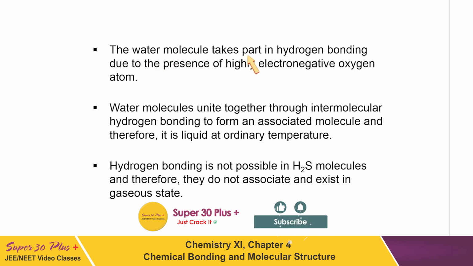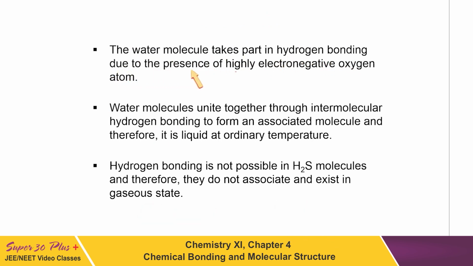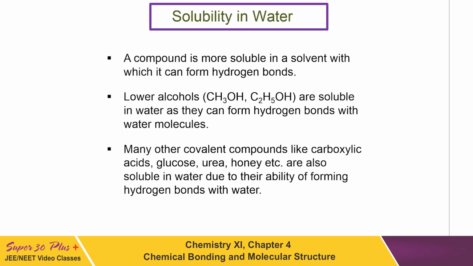The water molecule takes part in the H bond due to the presence of the highly electronegative oxygen atom. The water molecules unite together through intermolecular H bond to form an associated molecule, and therefore it is liquid at ordinary temperature. So why is H2O liquid? Just because of H bond. But H bond is not possible in H2S. You already know why: to form the H bond, we need a highly electronegative atom. Sulfur is not very high in electronegativity, so it will not participate in H bond formation.